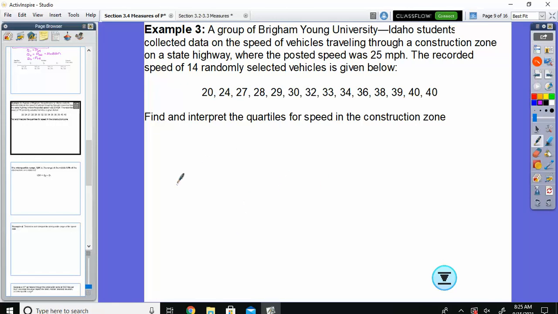Okay, I recommend starting with the one we're most familiar with. So let's start with the second quartile, the same as the 50th percentile or the median, because we already know how to find the median. If we have 14 values, what are we going to have to do?